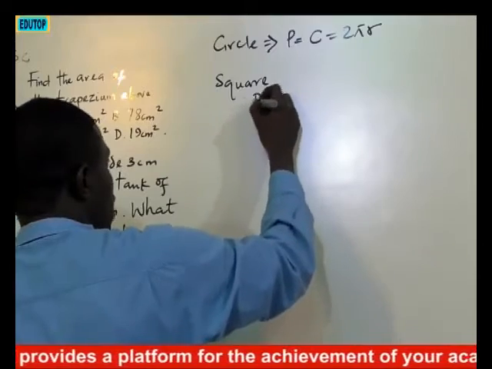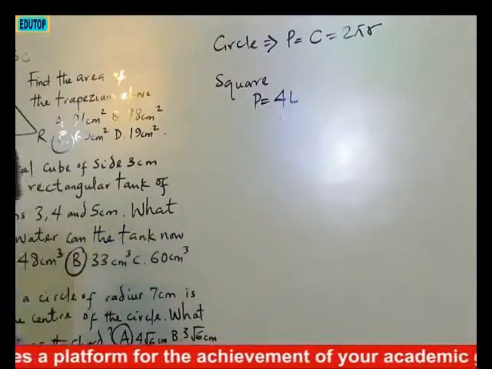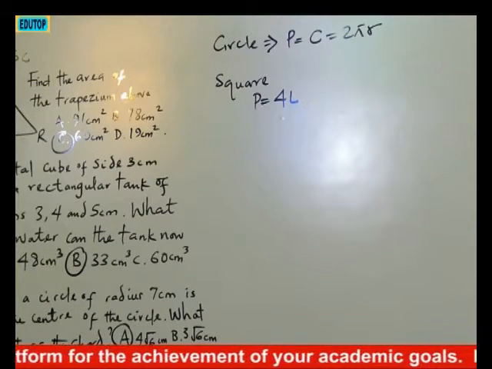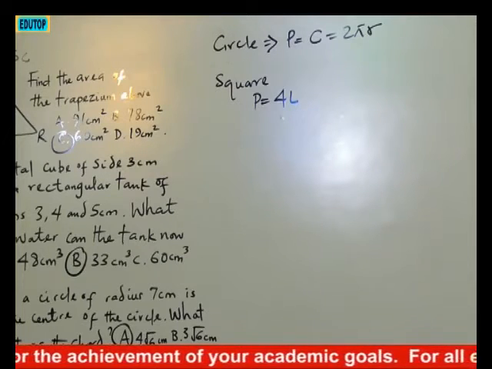What about a square? The perimeter of a square would definitely be 4L, since it has equal lengths. So the question now asks us to find what? What is the maximum possible area of the square? That means we need to calculate the length.